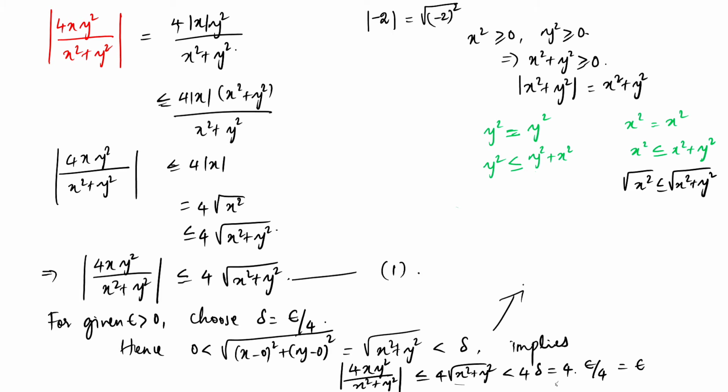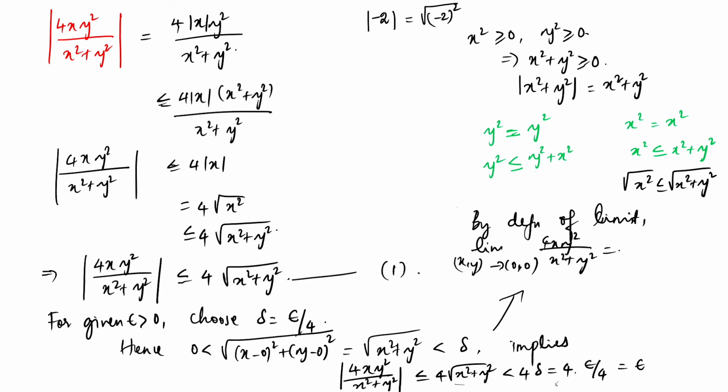Now, by this we conclude that by the definition of limit, the limit as (x, y) approaches (0, 0) of this function 4xy squared upon x squared plus y squared is 0. Do you have any doubts in this?